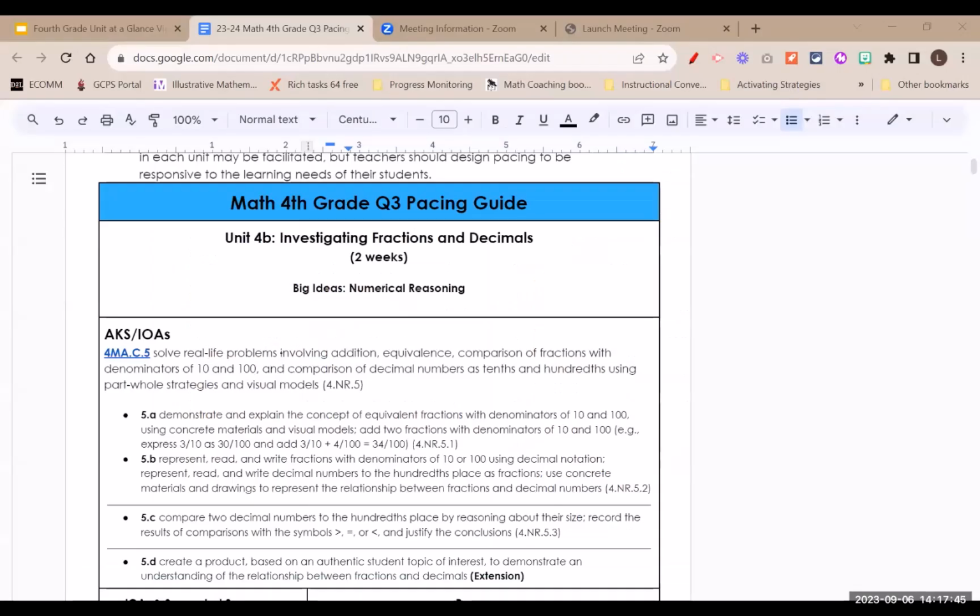The suggested length for Unit 4B is 2 weeks. Unit 4B focuses on AKS 4MA C5: Solve real-life problems involving addition, equivalence, and comparison of fractions with denominators of 10 and 100, and comparison of decimal numbers as tenths and hundredths using part-whole strategies and visual models.